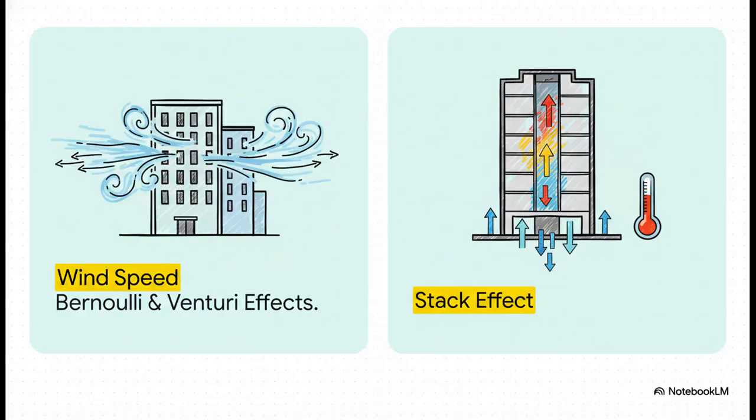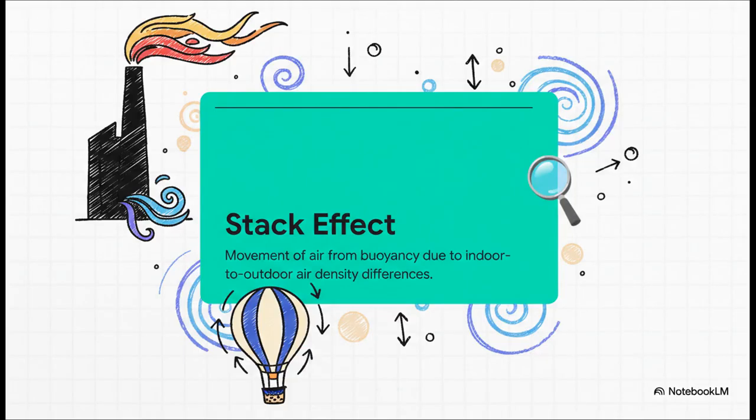Now, this is the key difference you absolutely have to remember. Bernoulli and Venturi, they are all about wind speed. The stack effect, which you'll also hear called the chimney effect, is driven by something completely different, a difference in temperature. And that temperature difference creates a difference in air density and buoyancy. Think of it this way. On a cold day, the air inside a tall building is nice and warm. That warm air is less dense and more buoyant than the cold, heavy air outside. So just like a hot air balloon, it wants to rise.